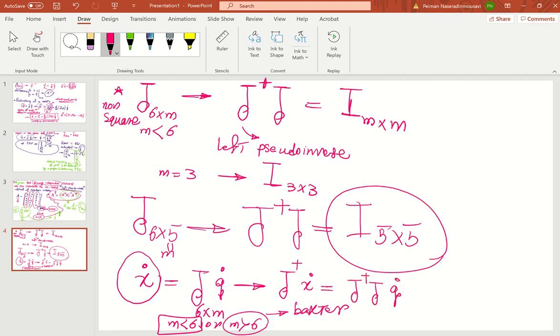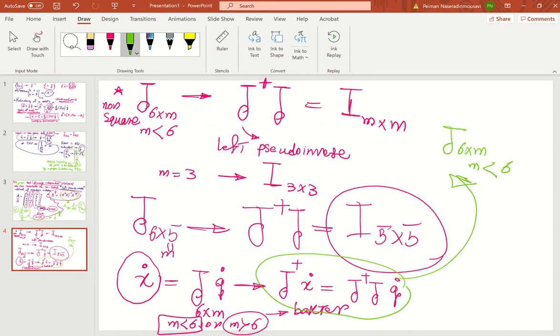Now this case again, let me clear here. This case is when J, the Jacobian matrix, is 6 by m, and m is smaller than 6. Okay, so now we know that this is going to be an identity matrix of m by m. Understand? This is I. Now you can calculate the velocity of the joints based on the given information. Understand what I'm talking about? Okay.